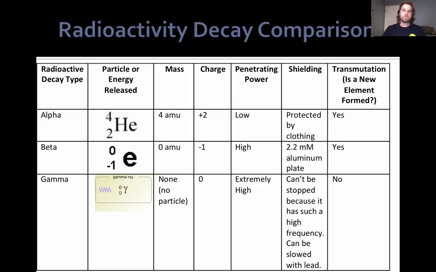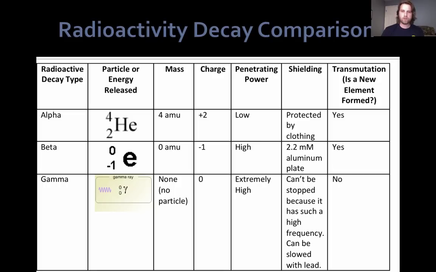So looking at this radioactive decay comparison here, the three main types, alpha, beta, and gamma. You have the particle that they're associated with, the mass and charge of those particles, and the penetrating powers. As you can see, alpha has low penetrating power all the way up to gamma, which has very high. And I want to point out, on the far right, transmutation. That means, is a new element formed? When a nucleus undergoes alpha and beta decay, a new element is formed. When it undergoes gamma emission, no new element is formed.